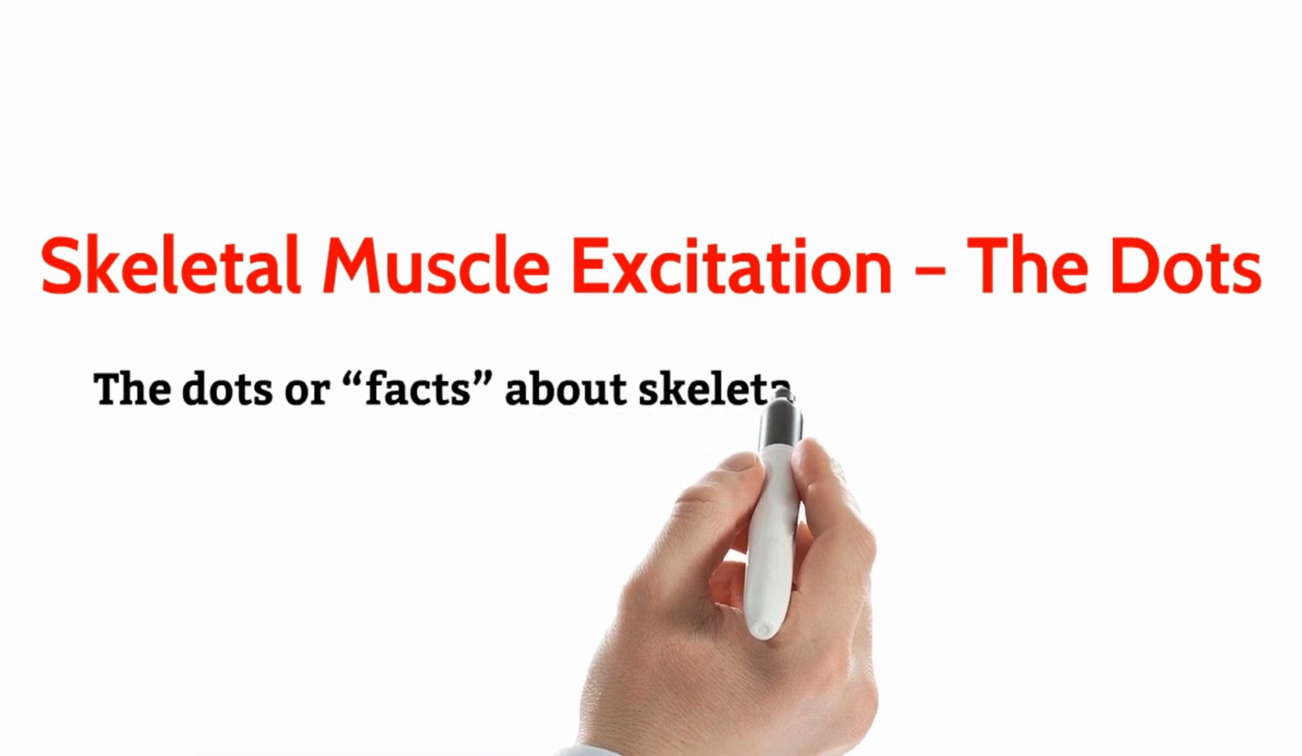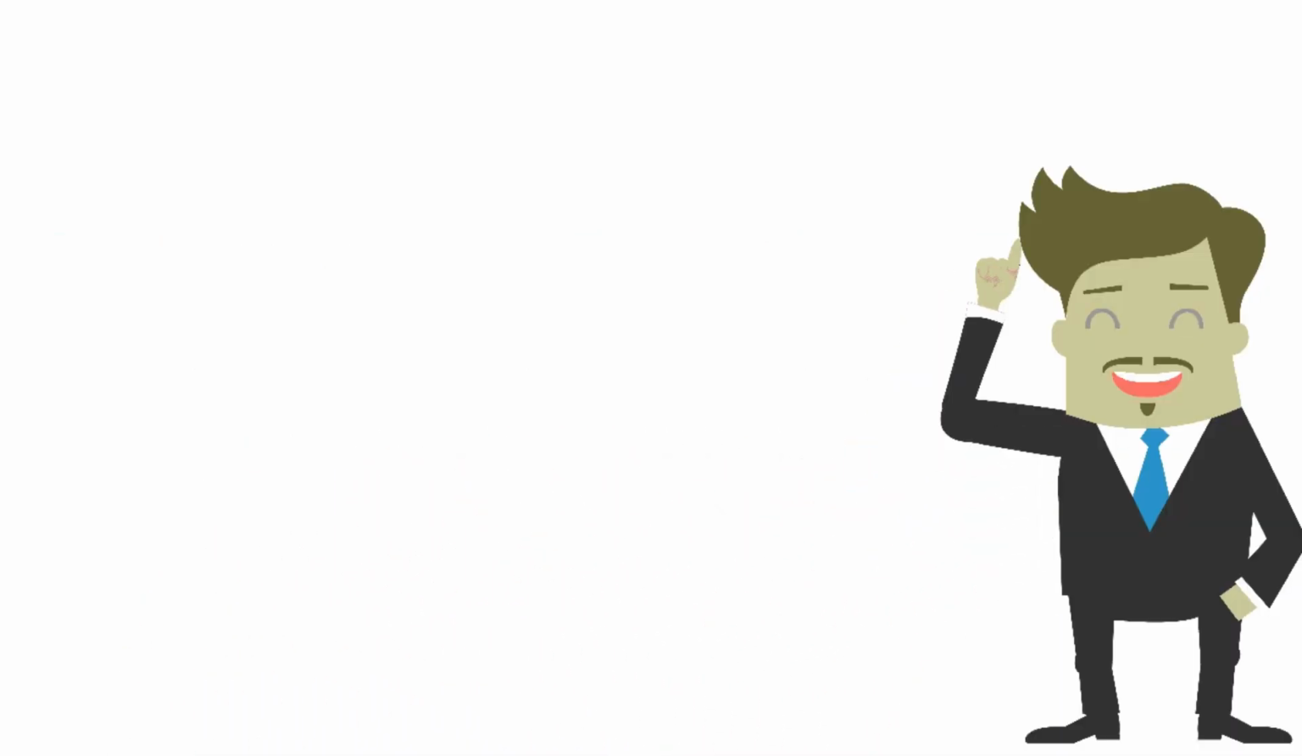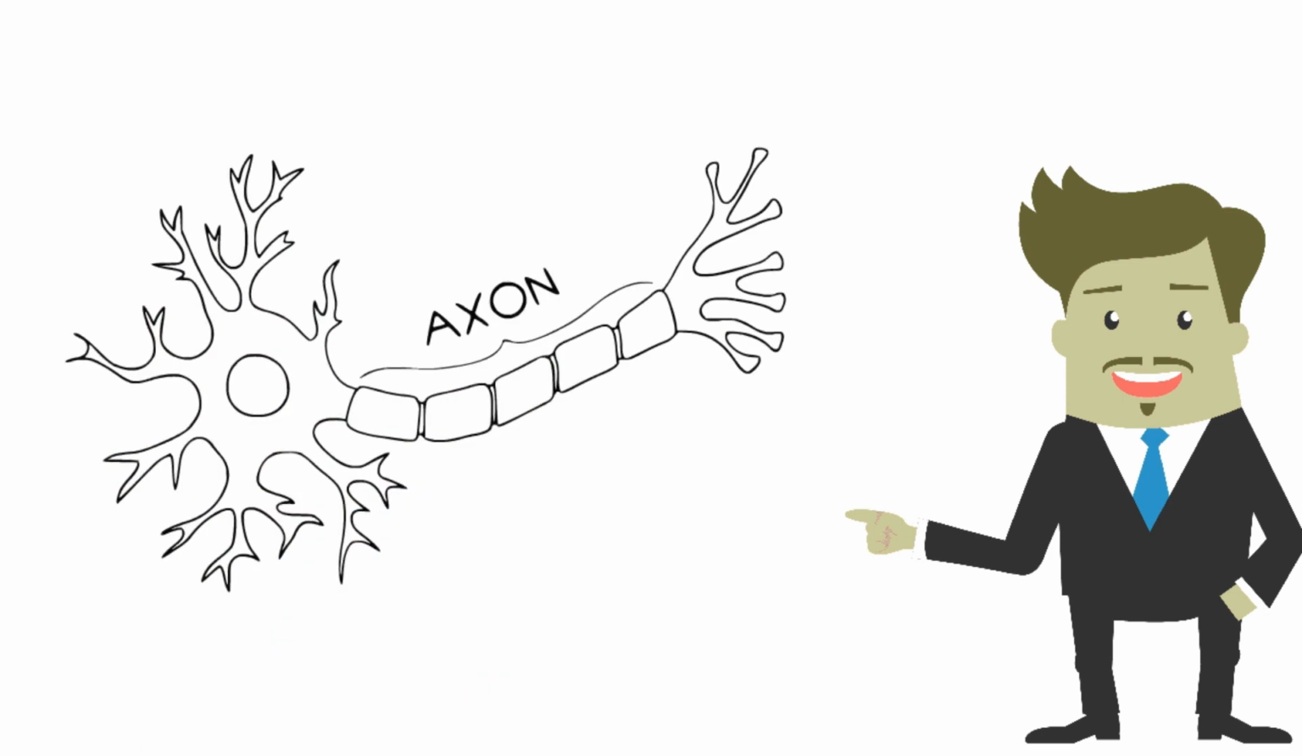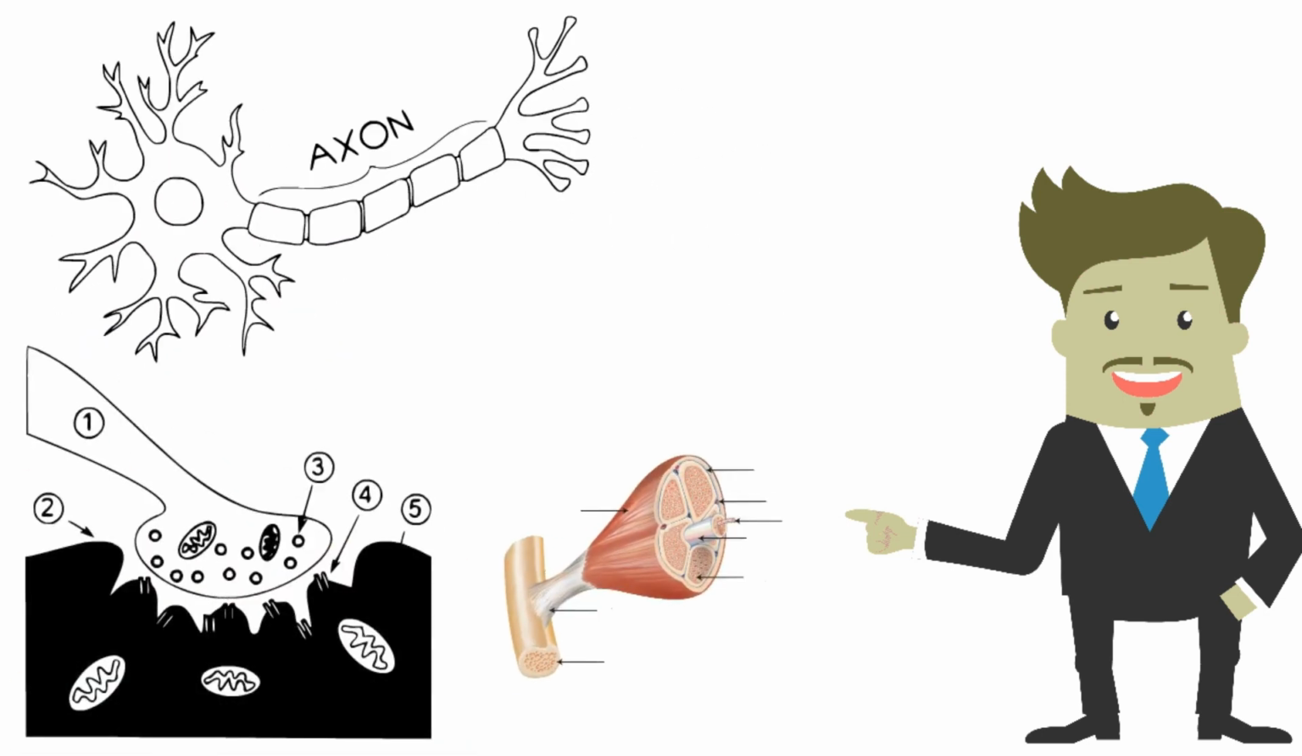Skeletal muscle excitation, the dots. The dots are facts about skeletal muscle excitation. Let's talk about the structure of axons, the neuromuscular junction, and skeletal muscle.